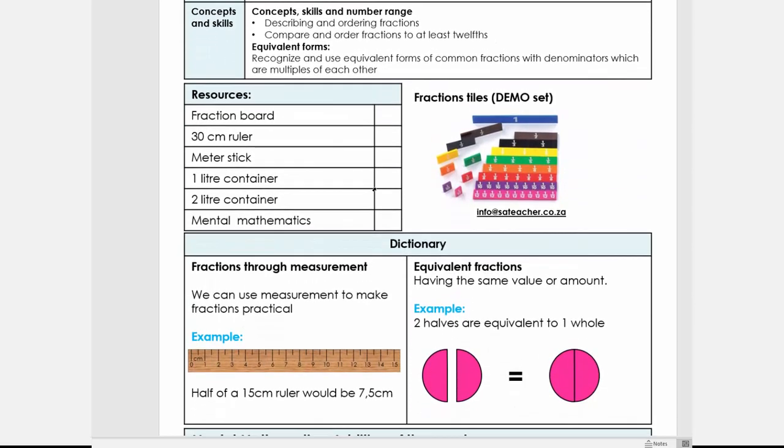Then we're going to pause here and you're going to look at the resources. And then we're going to look at the dictionary. So today we're going to do fractions through measurements. So practical activities that we do with the learners. Remember, at this stage, they only work informally with comma 5 on things such as rulers. Then we're going to look at equivalent fractions. Here, what we're going to see is that 2 halves are equal to 1 whole.